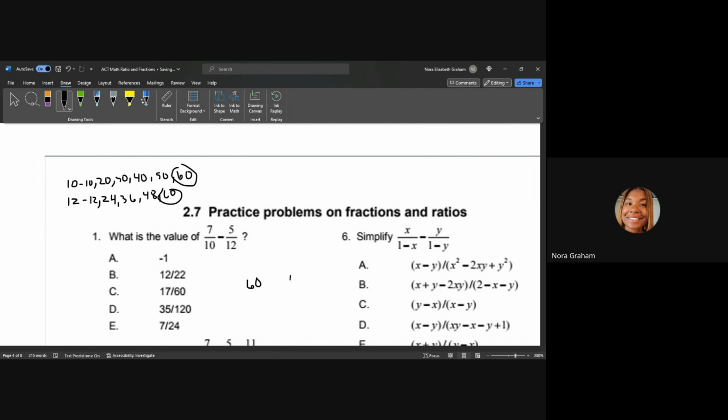But now I want to see what I multiplied the bottom by to get that 60, because whatever I do to the bottom, I have to do to the top. All right, so I multiplied this by 6 to get 60. So whatever I do to the bottom, I have to do to the top. Let's multiply that 6 times that 7. Excuse me, 6 times 7, that's going to give me 42.